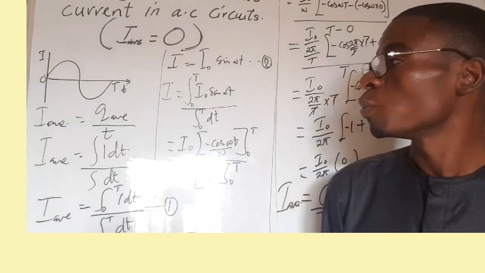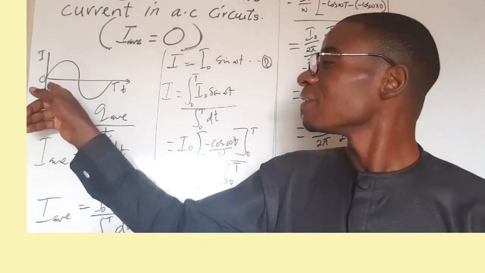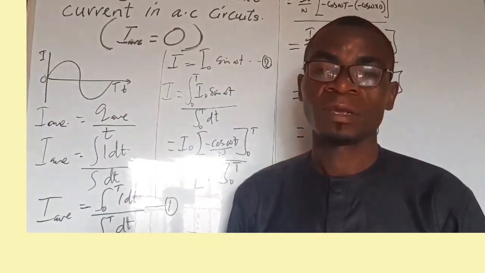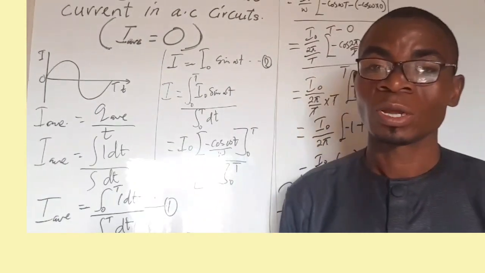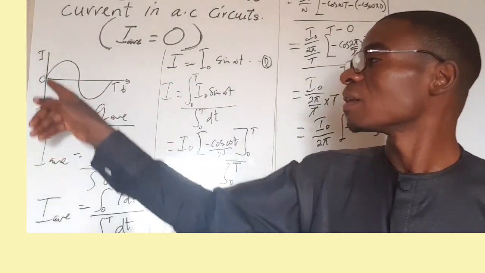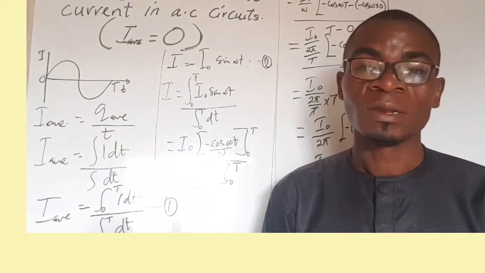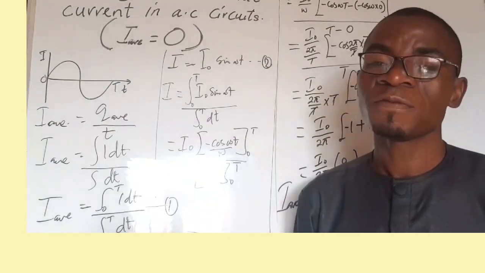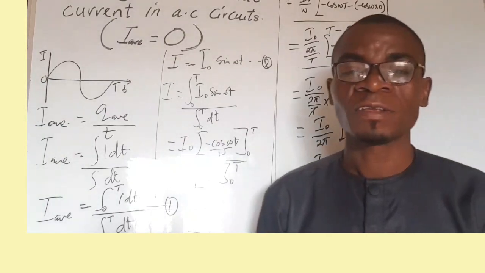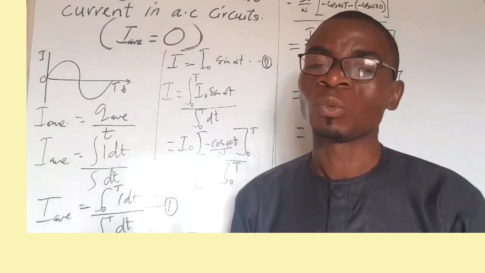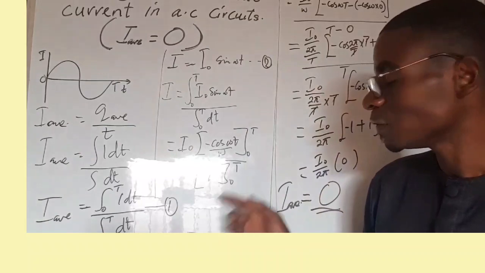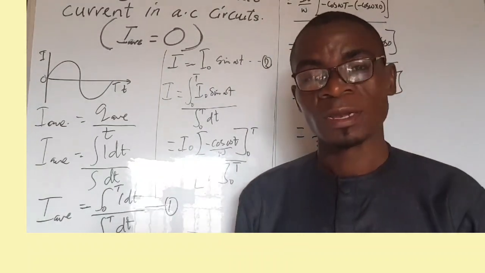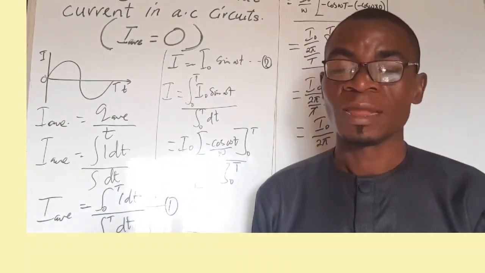In our next video, we'll be looking at the half average value. It's no longer a complete cycle. It's half of the cycle. We call it a rectified value. So if it's half average value, does it mean that we're still going to obtain 0 or what? Let us meet in the next video.